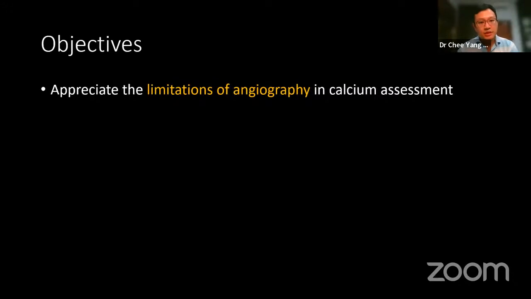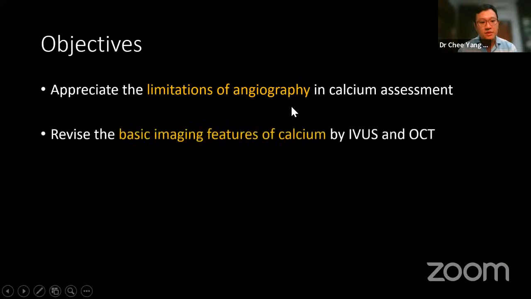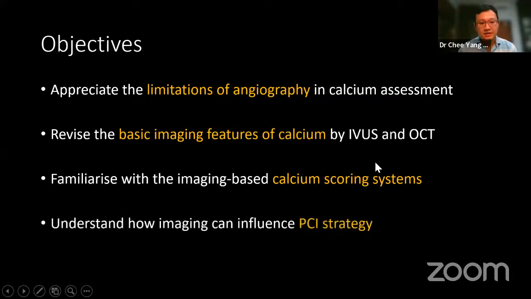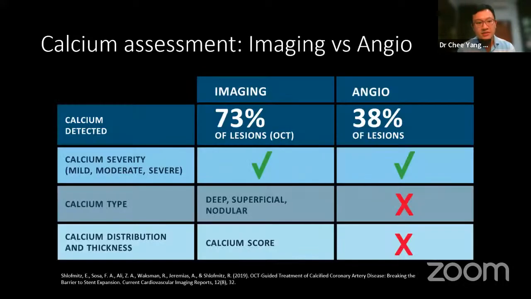Firstly, we will go through the limitations of angiography in calcium assessment. We revise some of the basic imaging features of calcium as seen on OCT and IVUS. We try and familiarize ourselves with the imaging-based calcium scoring systems, again, both OCT and IVUS, and then try and really understand how we can use these imaging findings to strategize our PCI approach to calcific lesions.